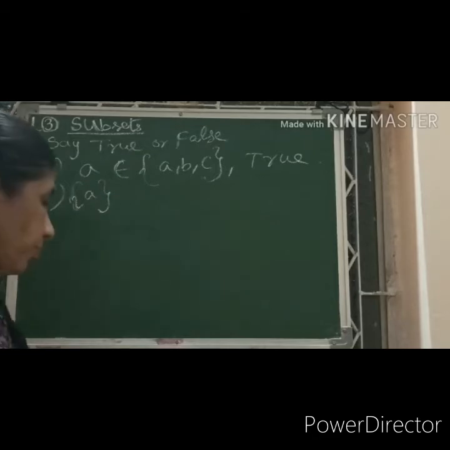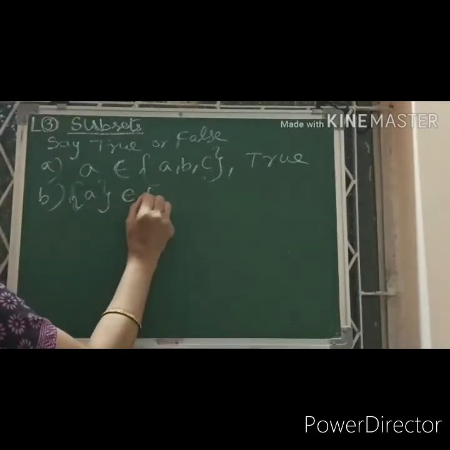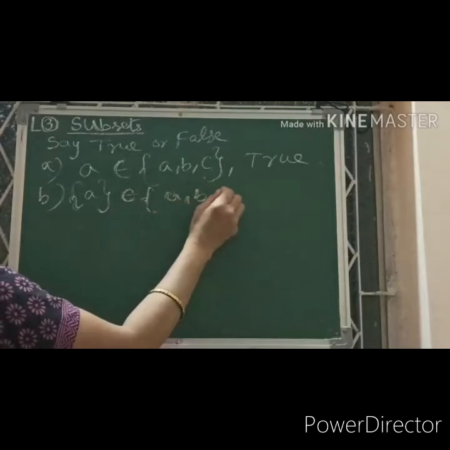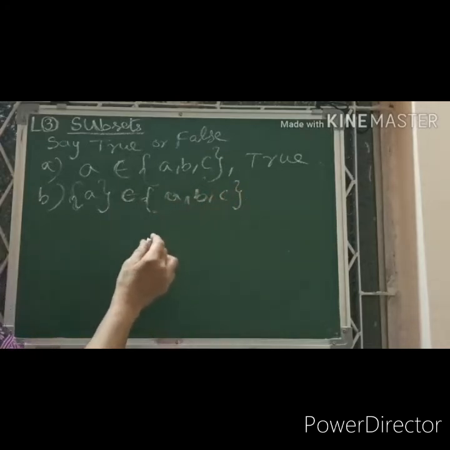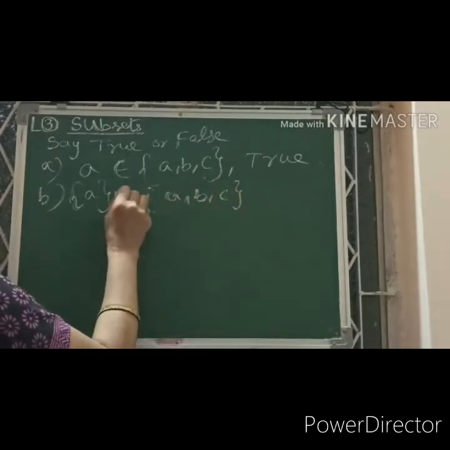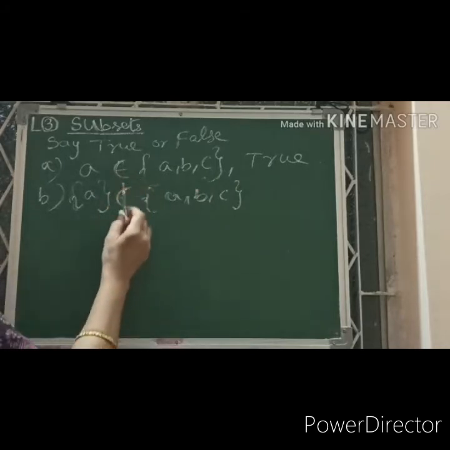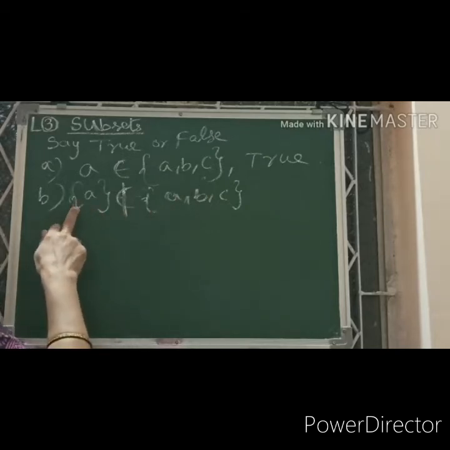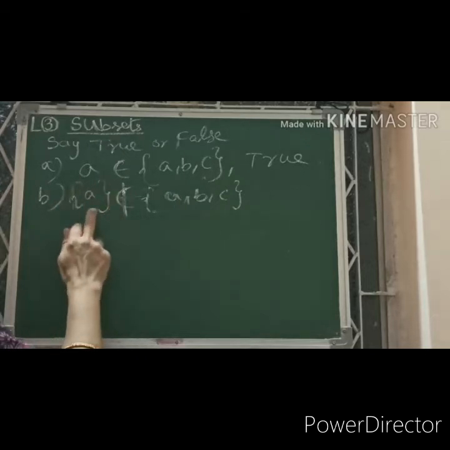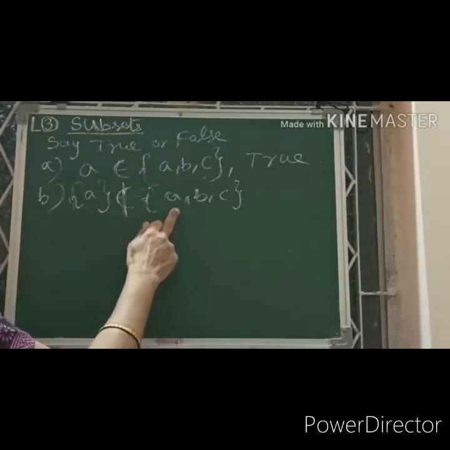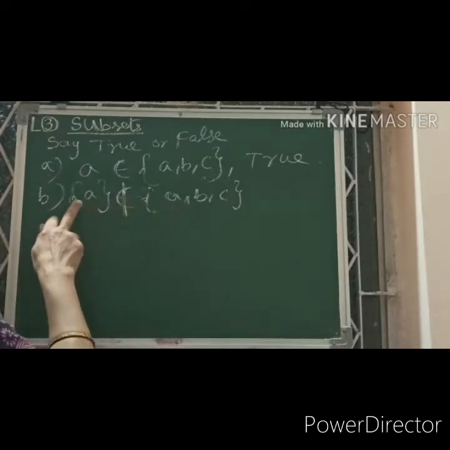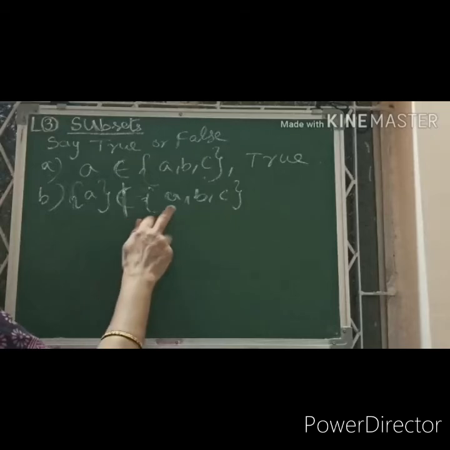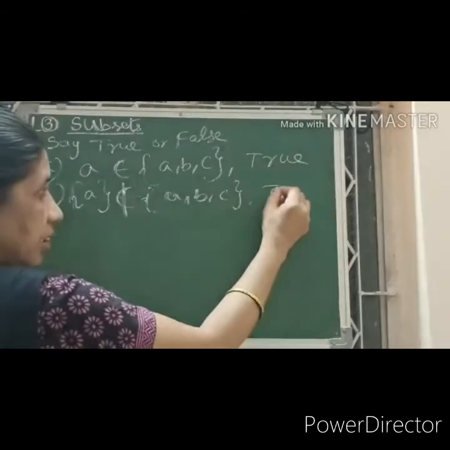Set {A} does not belong to {A, B, C}. It is also true. This is curly bracket A. Tell me now whether this belongs to this? No. So here I have written curly bracket A does not belong to {A, B, C}. This is also true.